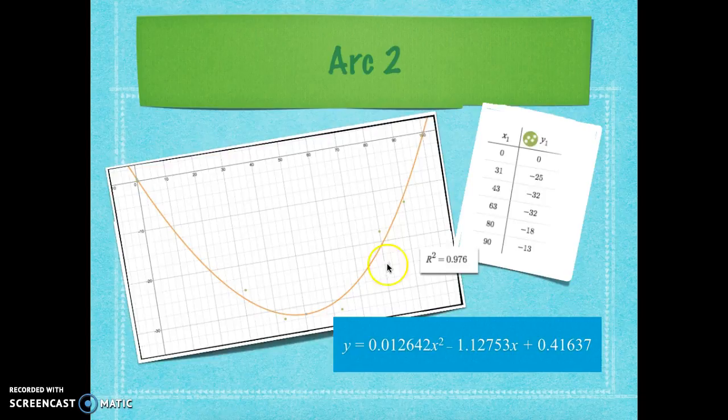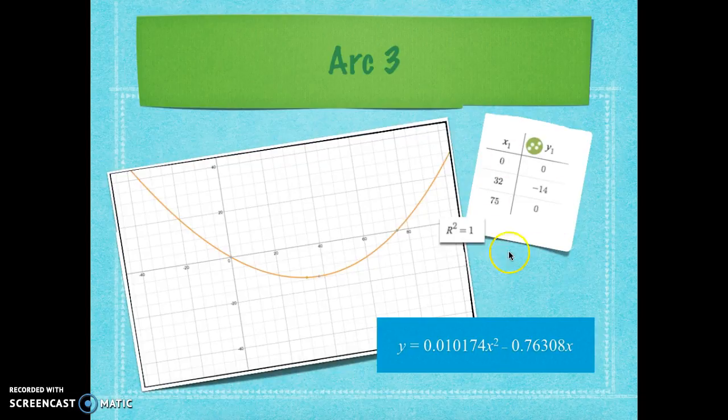Once again, here are the points that I found using the ruler tool for arc 2 and the graph generated using the regression software. You can see the quadratic equation over here. The r-squared value is 0.976, so the equation is not as perfect as the first arc, but it is pretty close to 1, so it'll do.